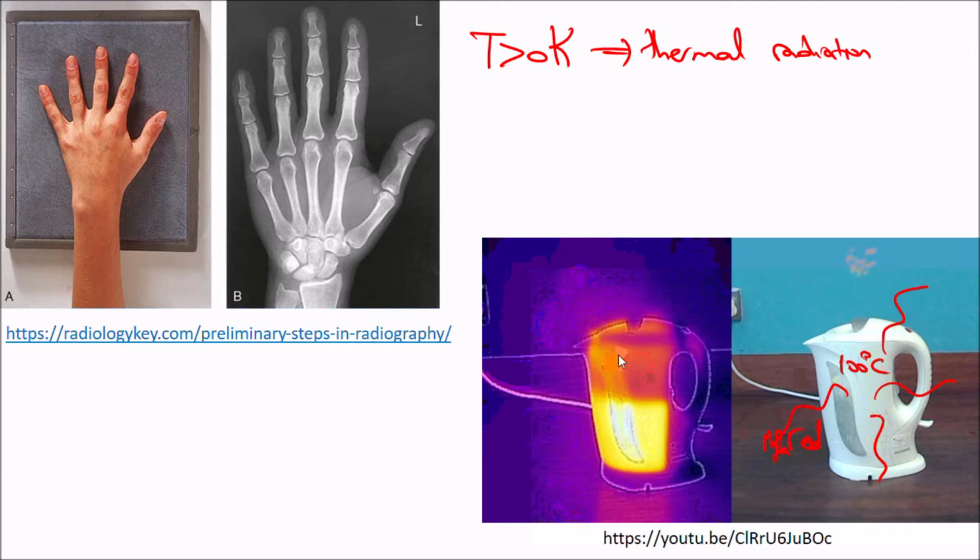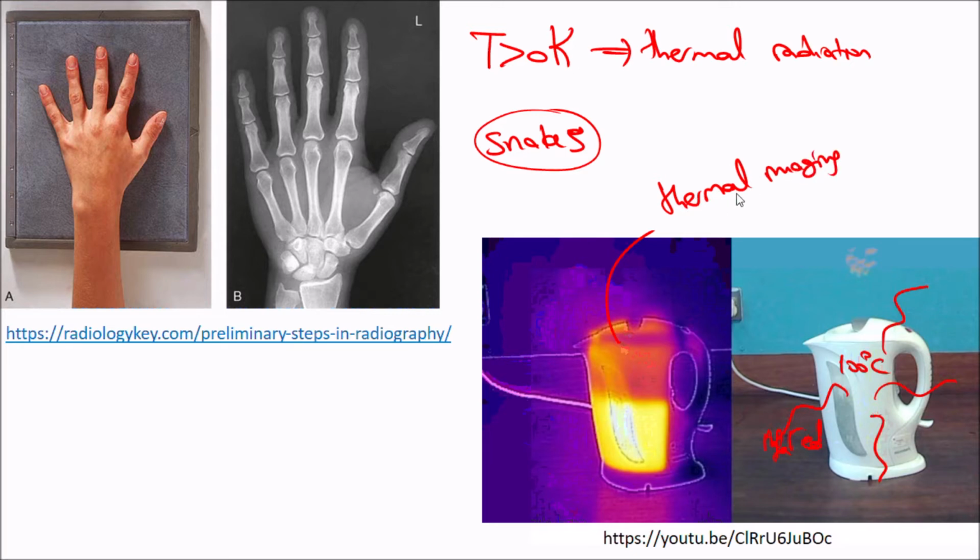If you have a detector that is sensitive to the infrared range, we can see the picture of the kettle. Some animals, for example snakes, can detect infrared rays, but this one is done by thermal imaging. The sensors are very sensitive to the infrared range, and then you can take the picture. Where you have bright sides, it means it is very hot, and where you have dull sides, it means that part is cold.